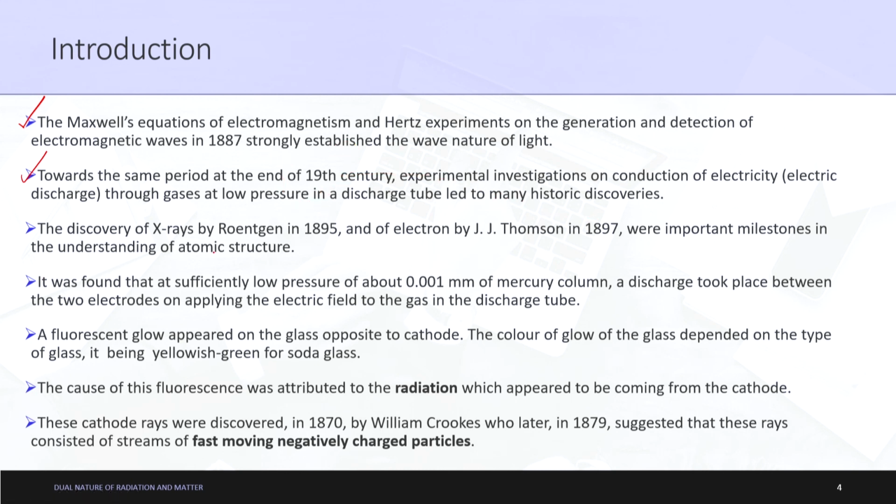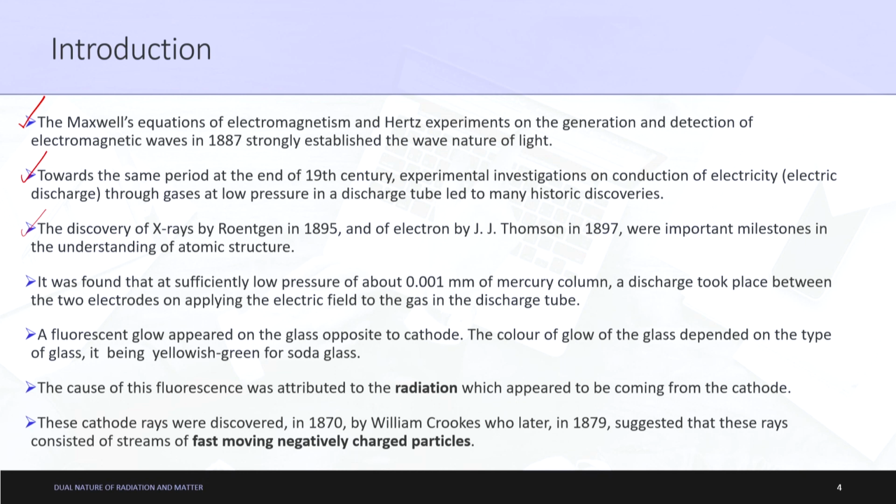The discovery of X-rays by Roentgen in 1895 and of the electron by J.J. Thomson in 1897. Please remember, it is a very important discovery as far as our chapter is concerned. They were important milestones in understanding the atomic structure. Fine. So we got to know about X-rays, we got to know about electrons, etc.